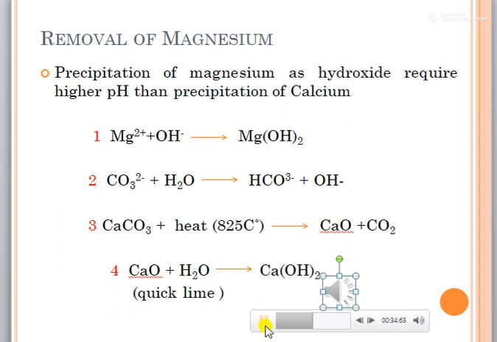Some large-scale lime soda softening plants make use of the precipitated calcium carbonate product as a source of additional lime. The calcium carbonate is first heated to at least 825 degrees Celsius to produce calcium oxide, which is known as quicklime, as in this step. Then the quicklime, which is the calcium oxide, is slaked with water to produce calcium hydroxide. In the fourth step, it is shown.